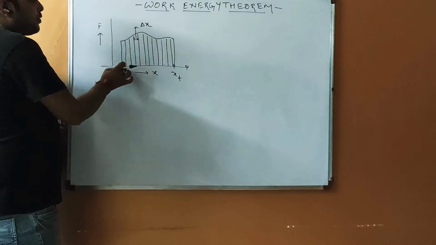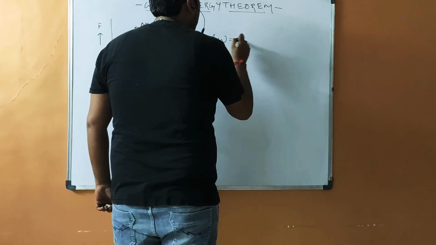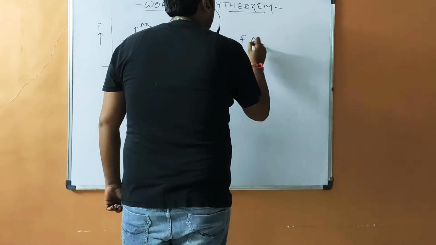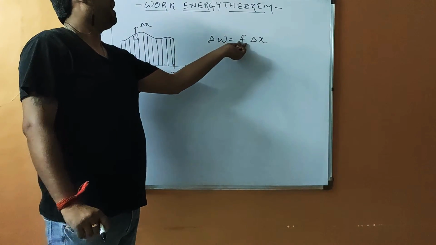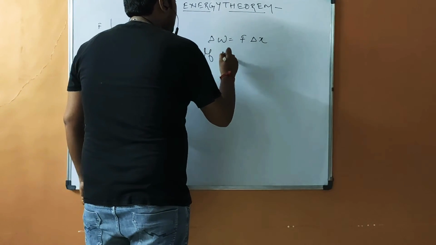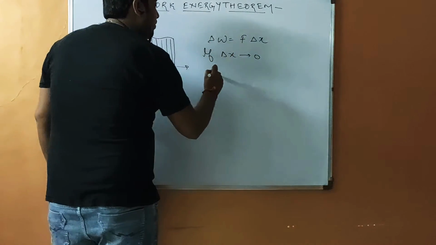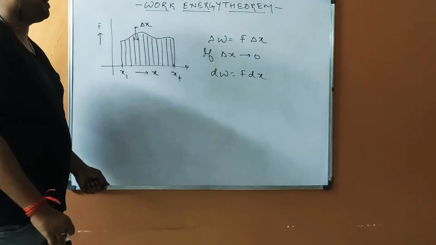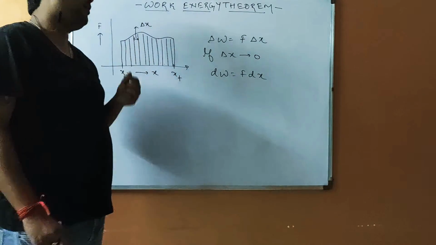Suppose I want to find out the work done for only this small portion. So the small work done will be given by delta W is equal to F delta x. The small work done for a small strip will be given by the force at that particular moment into delta x. If the limit delta x tends to 0, hope you remember what we will get. dW is equal to F dx. If you remember the calculus part, the delta will change into d for instantaneous. dW is equal to F dx.